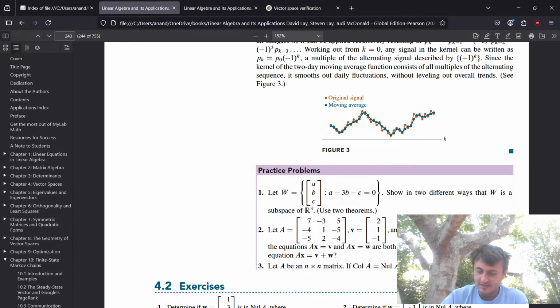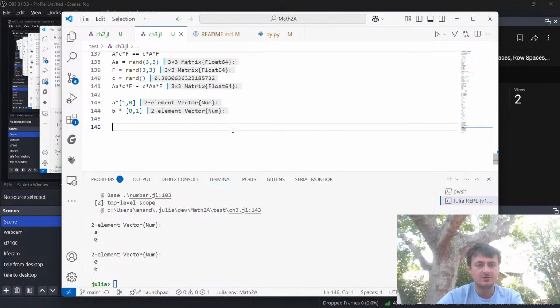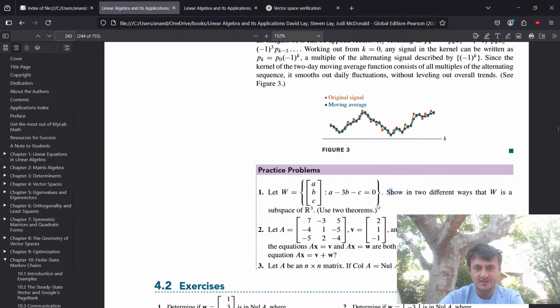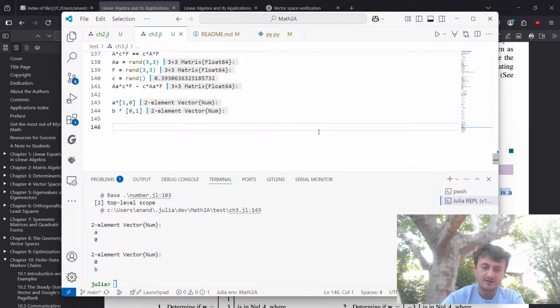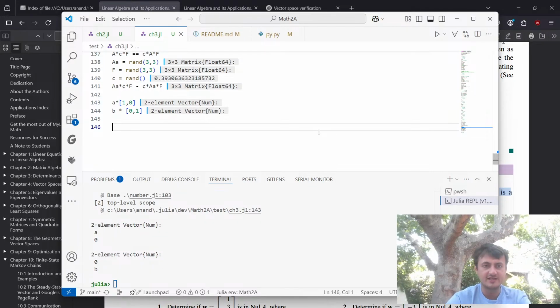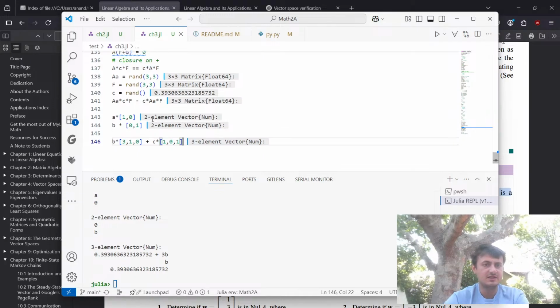Now the point here is we can write this as b times (3, 1, 0) plus c times (1, 0, 1). So I'll do it over here. For this, we're going to show in two different ways that W is a subspace. So the first theorem is we're going to show that we can write it as a linear combination. It's b times (3, 1, 0) plus c times (1, 0, 1).